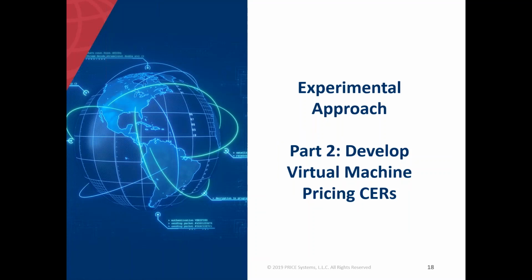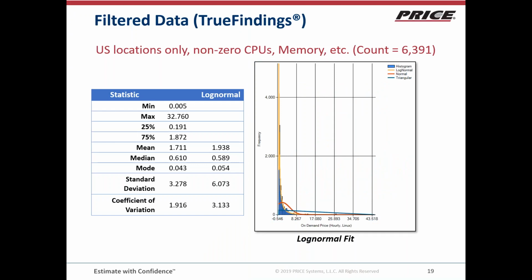I'll go over the virtual machine CER models, and then Amanda will talk to the storage. So again, we filtered on the United States locations. We were looking at virtual machines with more than 0 CPUs and memory. There were some outliers in the pricing data that we just took out. You can look at the paper for a better sense of how we honed in on the data to get this distribution. As you can see, we have about 6,400 data points when all is said and done.